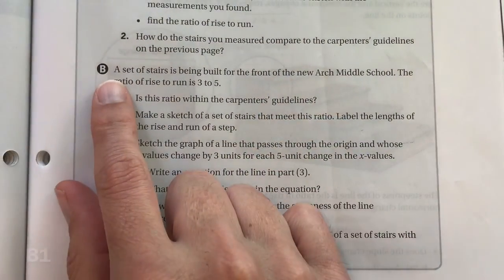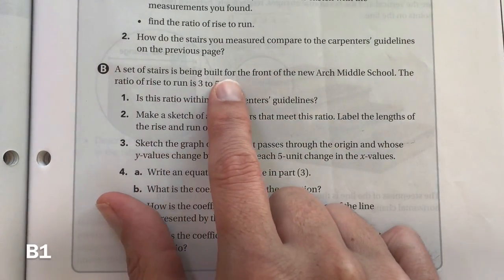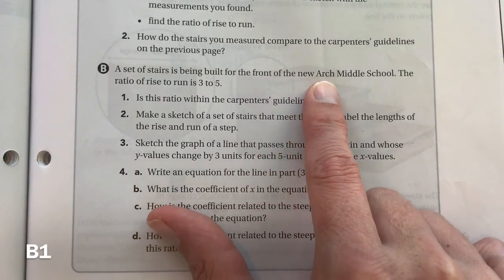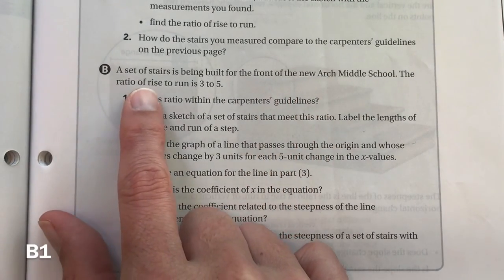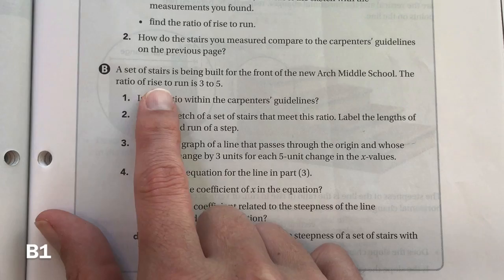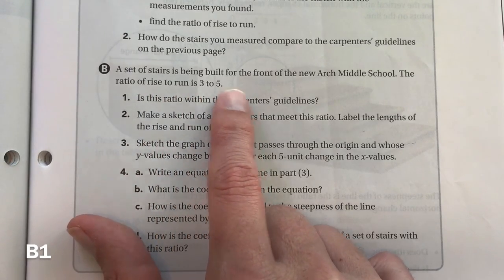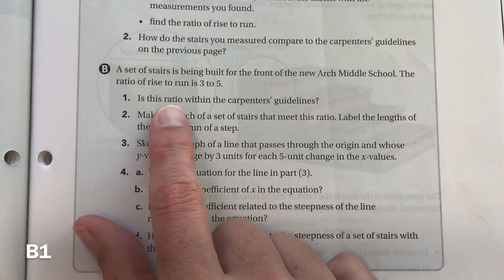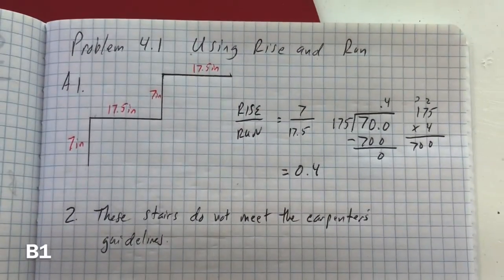All right, so it says there, a set of stairs is being built for the front of the new Arch Middle School. The ratio of rise to run is 3 to 5. First of all, is this ratio within the carpenter's guidelines? So let's take a look. Oops, sorry, bumped the camera there.